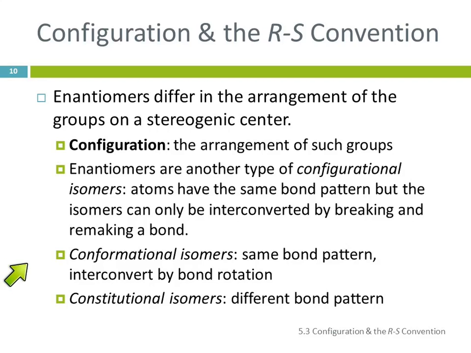The other sort of isomer is a conformational isomer. These are both stereoisomers in that they differ in arrangement, but a conformational isomer has the same bond pattern, but you can interconvert it by bond rotation. And so that's where we were talking about staggered versus eclipsed things.